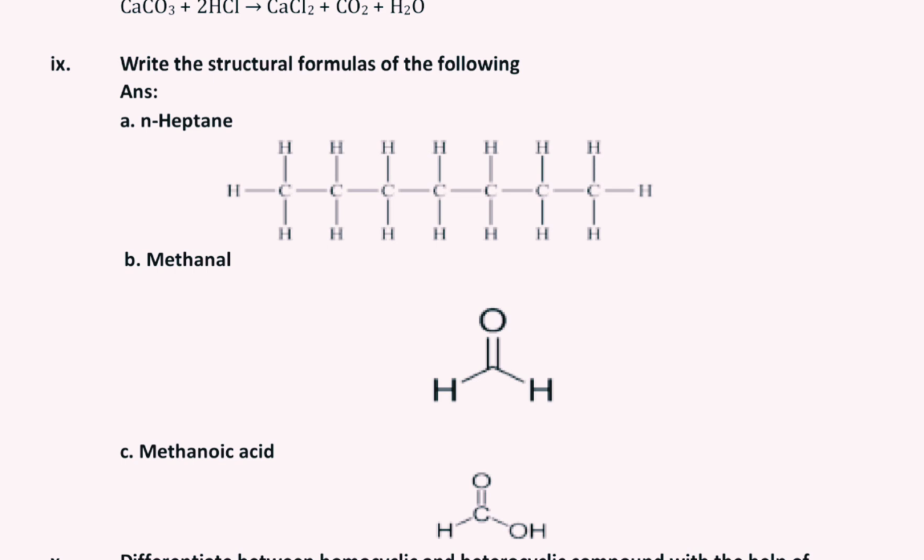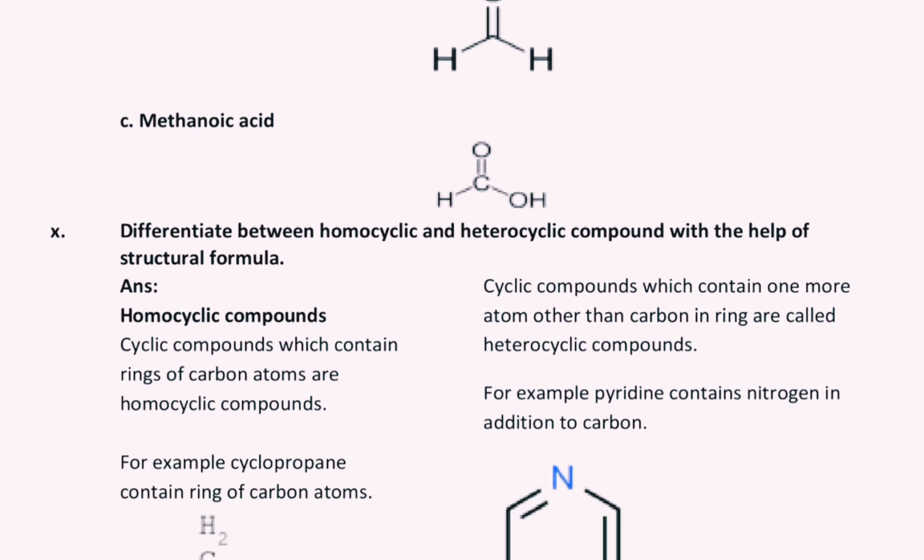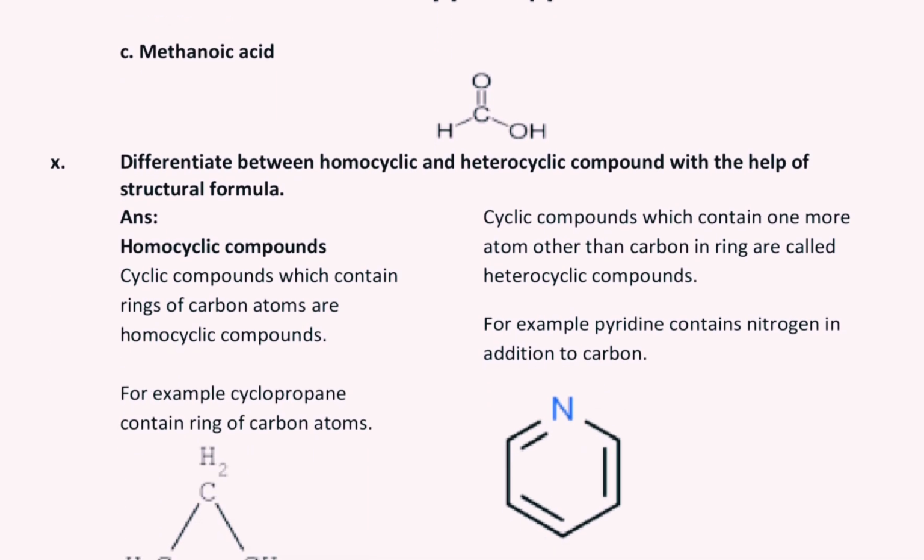Methanoic acid, oic for carboxylic acid. So we know that the carbonyl group is fixed here, and we have a hydroxyl group on one side, and on the other side we may have a carbon chain, but because it's methanoic, there is only one carbon in the compound, so here we have one carbon. Differentiate between homo and heterocyclic compounds, and you have to show the structural formula.